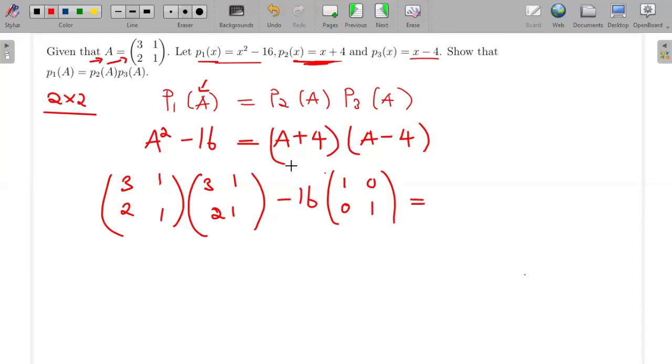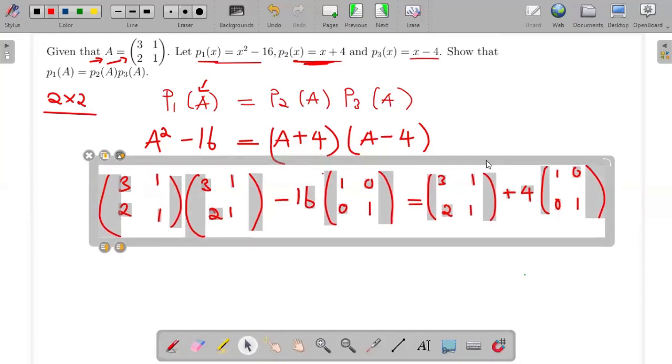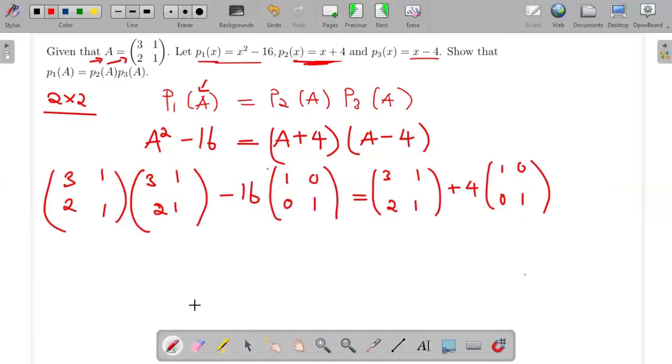So this should be equal to A, which is 3, 1, 2, 1, plus 4. 4 is a constant, so I also turn it into a matrix by multiplying by the identity. So it will be 4, and then I put the identity there, so that I turn the 4 into a matrix. Okay, so let's move this a bit. We still have this whole thing here multiplying by whatever we have there. This one has to be in brackets like this. It represents the A plus 4.